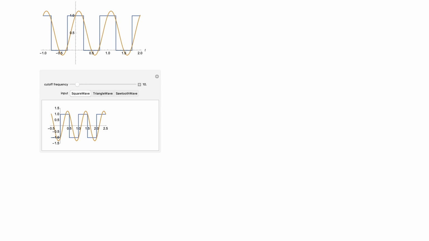Here also you can look at the plot of the input signal and output signal together for varying values of the cutoff frequency. Note how the output signal changes as the cutoff frequency increases past 10.